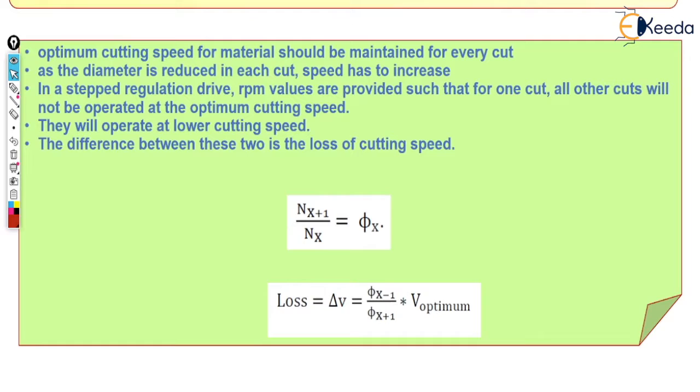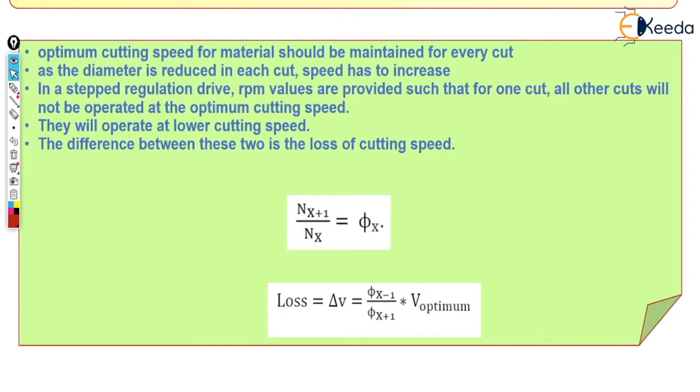We are talking about a stepped regulation drive. In that, this point tells you that if you use 10 rpm for one cut, then the next cut will not automatically be operated at 10 rpm, which means the same speed will not be maintained.